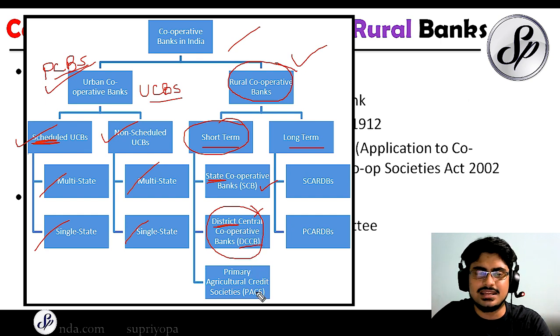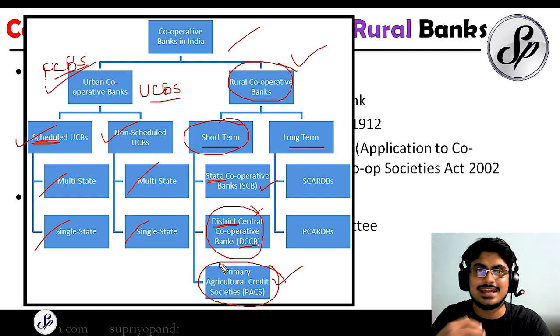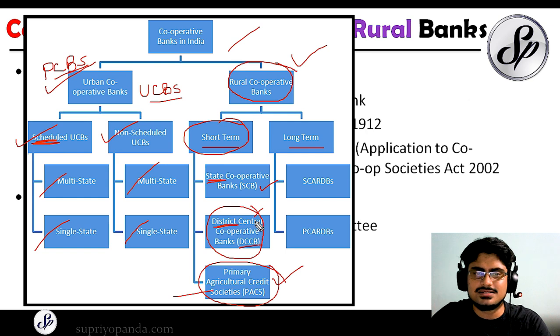And the third tier is the primary agricultural credit societies, or the PACS. Now this is actually at the village level, and mostly RBI does not look into these kinds of things, but they are also very important for financial inclusion, so that each and every villager can get access to credit. So PACS is at the bottom level, village level, district central cooperative bank at the district level, and this one is at the state level. So that is the hierarchy of the short term rural cooperative banks.